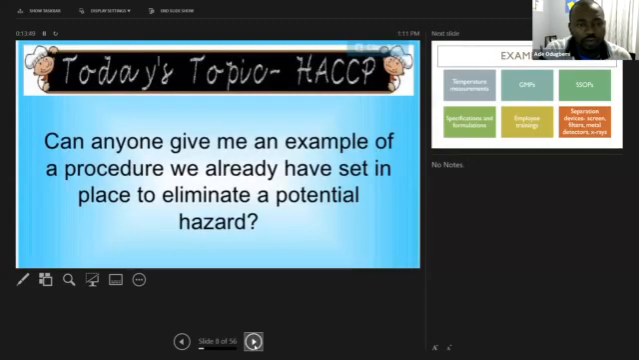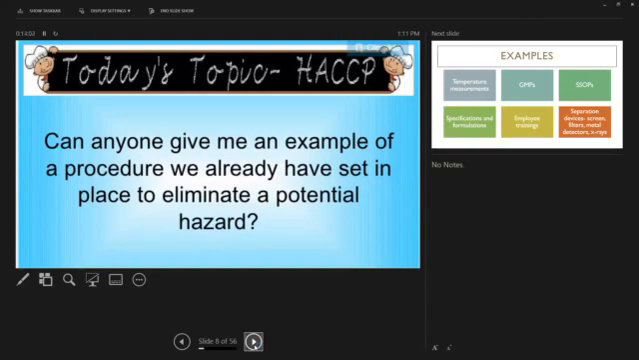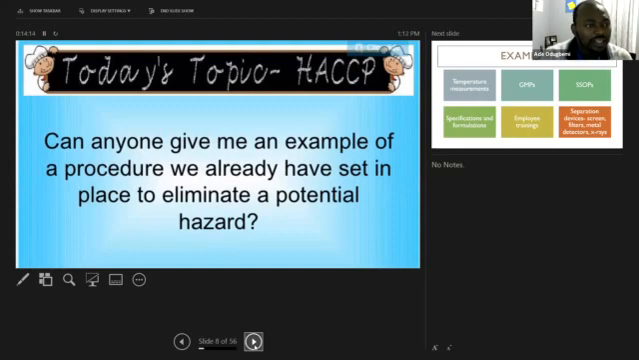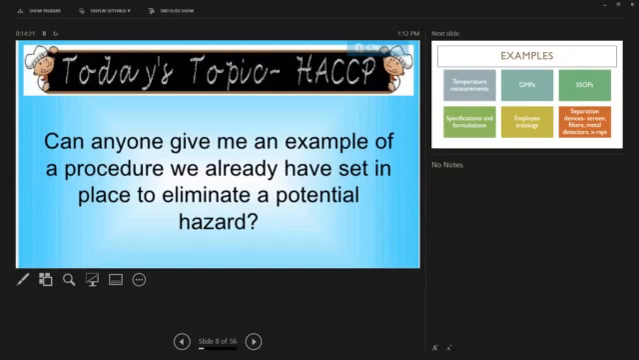Taking it one more step, can anybody give me an example of a procedure we have set in place to eliminate a potential hazard? Any operation you know: you tell me the hazard, you tell me the critical control point. Don't go quiet on me. We are discussing. Give me an example of your hazard analysis, your operation, and the critical control point.